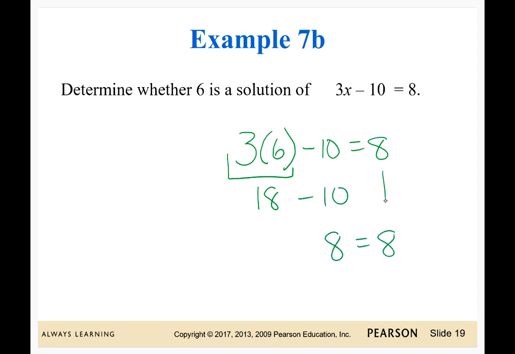And 18 minus 10 is 8. So this is good. They are the same. The expression on the left and the expression on the right are the same. This is a true statement. So that means 6 is a solution. So again, this is just the checking process that we're going to need to do in the next chapter. So it's really important that we are familiar with those order of operations so that when we get to chapter 2, we can check our equations.